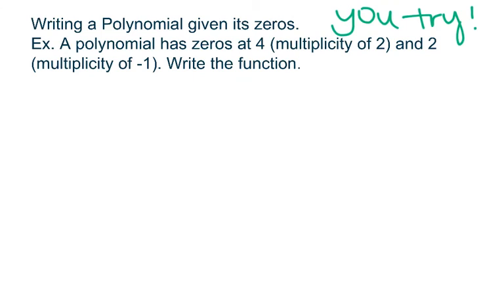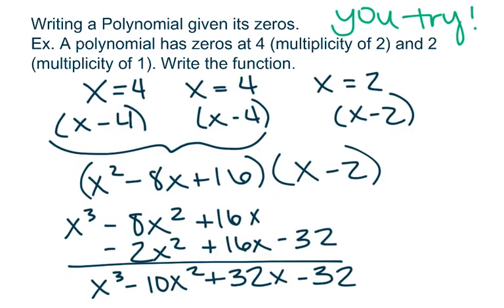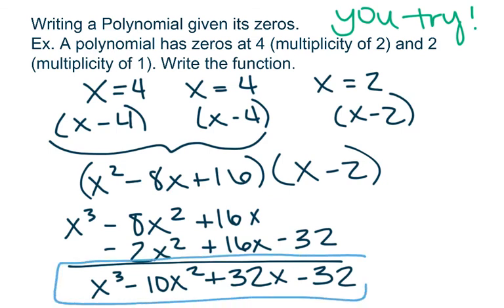Alright, so I want you to try this one. You're going to write a polynomial that has zeros at 4 with a multiplicity of 2, and 2 with a multiplicity of 1. Sorry, that should not say negative 1. So pause the video and actually try it. And don't forget that you can always check your answer by graphing it and making sure it hits the x-axis where the problem said it should.